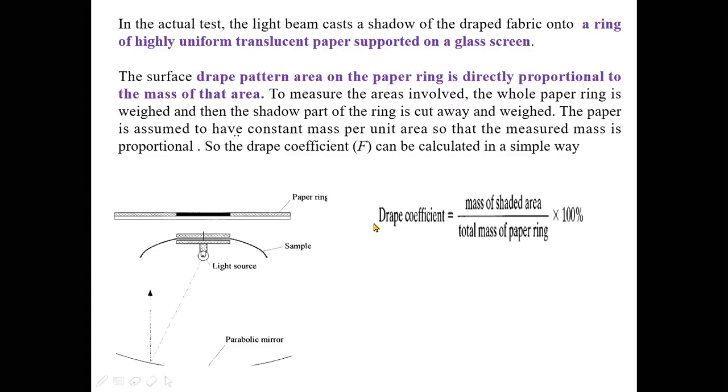Now, one thing that you should know regarding the drape coefficient is that it has got no unit. Why? Because it is either the ratio of the two areas or the ratio of the two masses. Okay, that's why it is dimensionless.